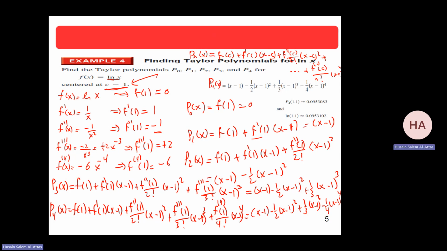Now, for your information, if I take P4 at 1.1, I'm getting this, where ln of 1.1 is this. Look at these two, they're almost the same. Up to 4 digits they are the same. Okay, or up to 3.